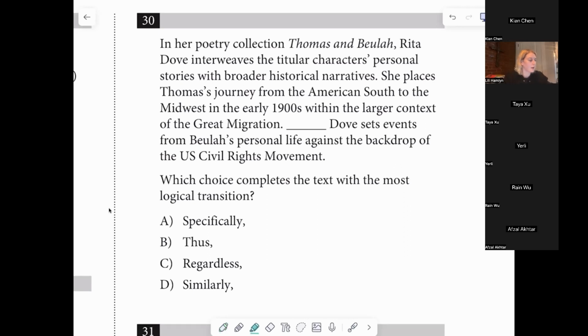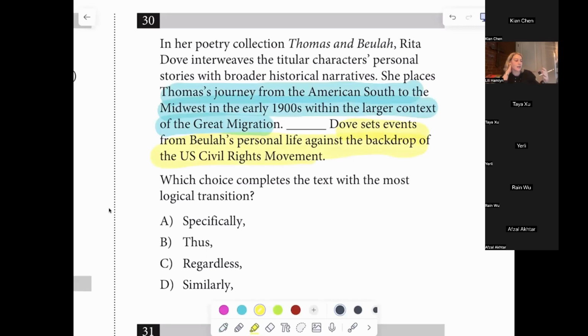This is a little trickier, right? So what do we have here? We have Thomas's journey from the South to the Midwest within the larger context of the Great Migration. And then we've got Beulah's life against the backdrop of the US civil rights movement. So in both of these cases, her characters' personal lives are being placed against the backdrop of historical narratives, in this case about Black history in the US. So what's the relationship?